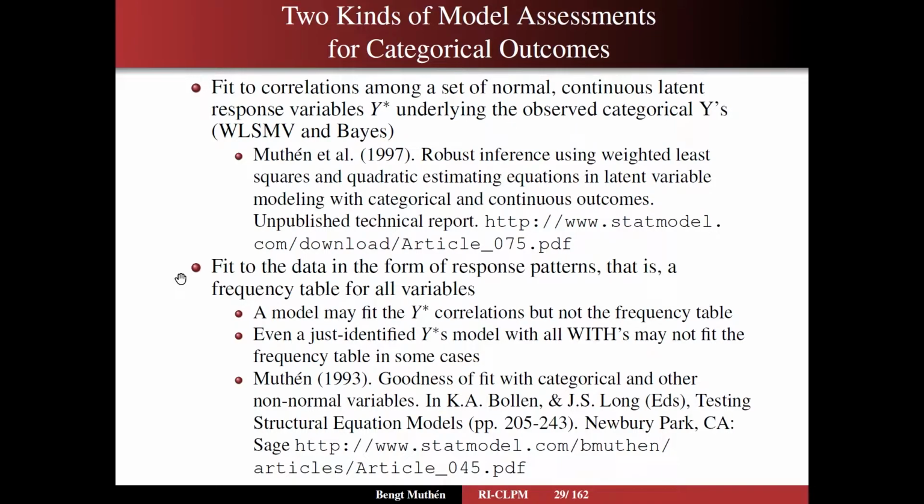So if you have all 5 variables, you have a 5 by 5, etc., a 2 by 2 by 2 by 2 frequency table. And the interesting thing here is that a model may fit the y-star correlations quite well, but not the frequency table. So even a just identified y-star model with all widths, that is all covariances or correlations between the variables, an unrestricted model, may not fit the frequency table in some cases.